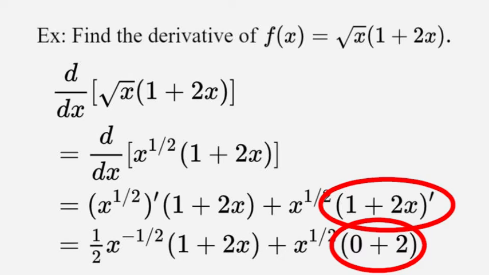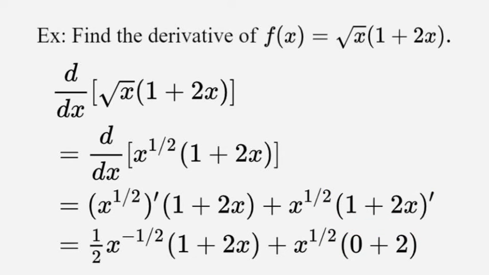And then on the other side, I'm taking the derivative of 1 plus 2x, and the derivative of 1, being a constant function, is 0. And the derivative of 2x is 2, using the constant multiple rule and the power rule. And so the derivative of our function is this lovely answer down at the bottom.